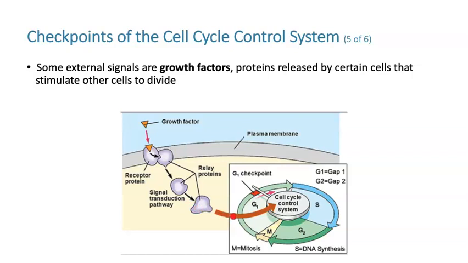Eventually that signal is going to enter the nucleus and say yes to the G1 checkpoint, we're in the clear, or no to the G1 checkpoint, nope, you're going to enter G sub 0. But again, this is all regulated by growth factors.